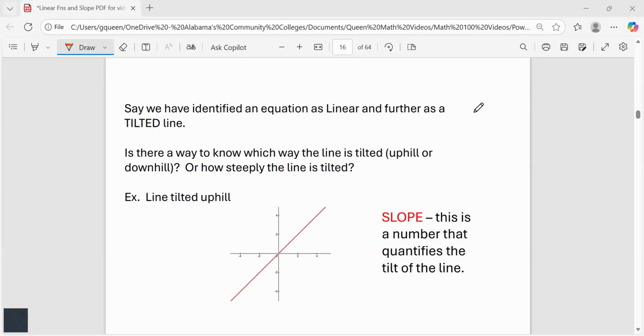Now, when it's an uphill line, we said that the slope of the line or the tilt of the line is in a positive direction. So the slope is a tool that we're going to use to help us analyze the tilted line, and know which way it's going. And the slope is a number. It's an actual number that quantifies the tilt of the line.